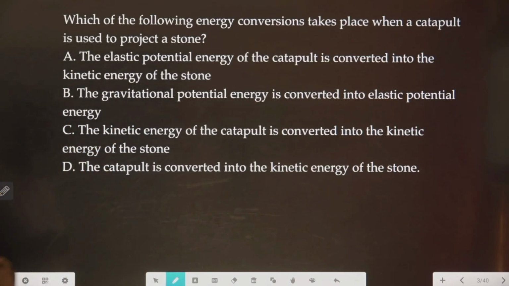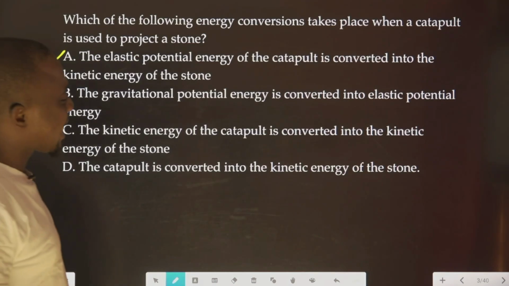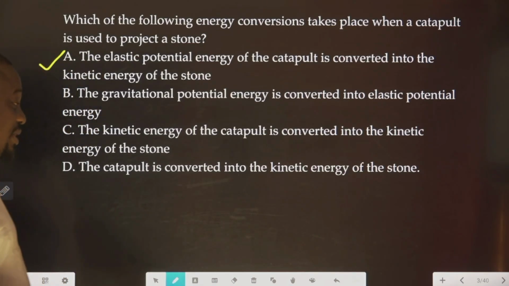Okay? Now let's see the option. The elastic potential of the catapult is converted into kinetic energy. Exactly. The gravitational potential energy is converted into elastic. No. Kinetic energy of catapult. No. The catapult is converted into kinetic energy of the stone. The catapult.